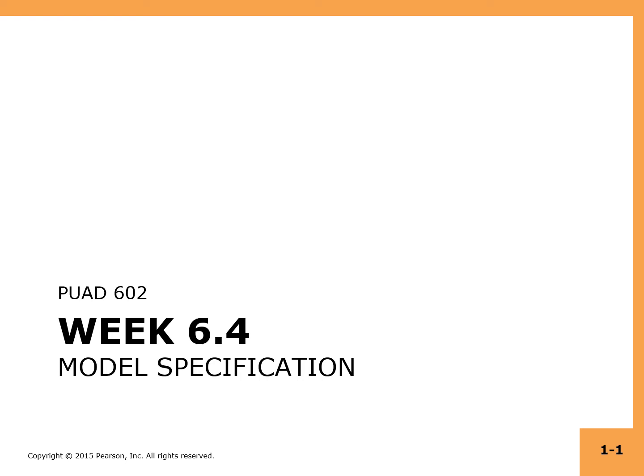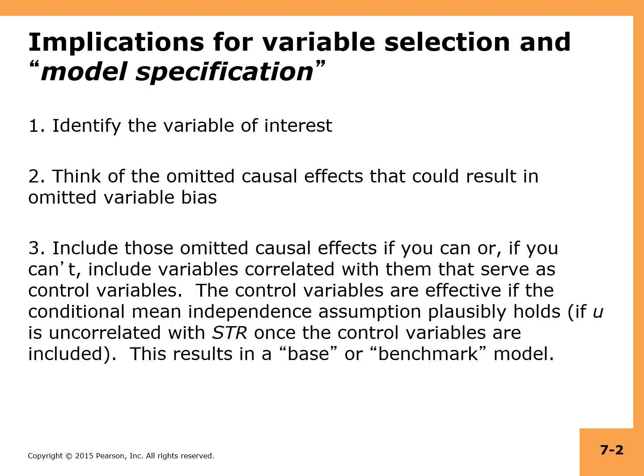This is the fourth lecture of week 6, and we're going to cover model specification. What we mean by model specification is selecting variables to include in the regression model. The first step in model specification is identifying the variable of interest, asking yourself what is the causal relationship that you're interested in.